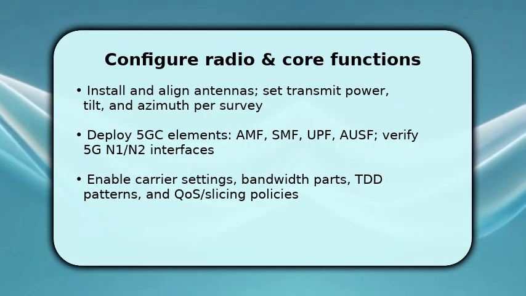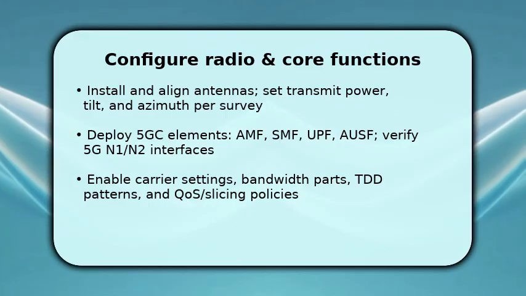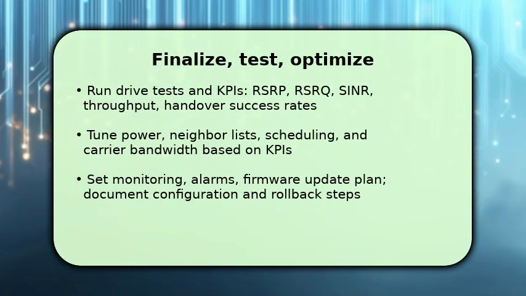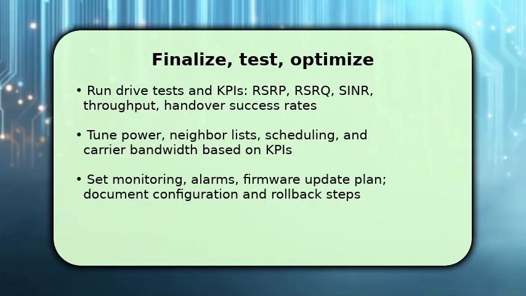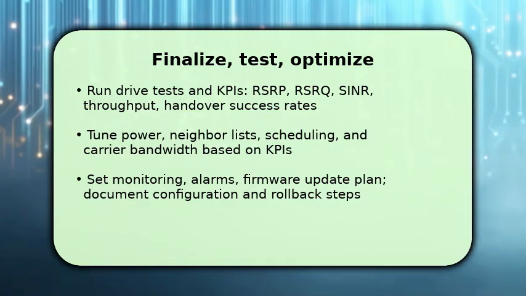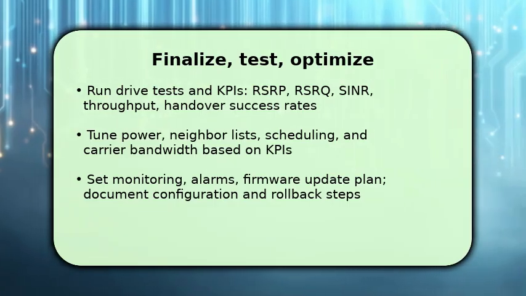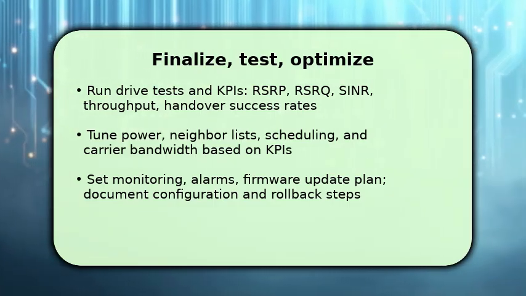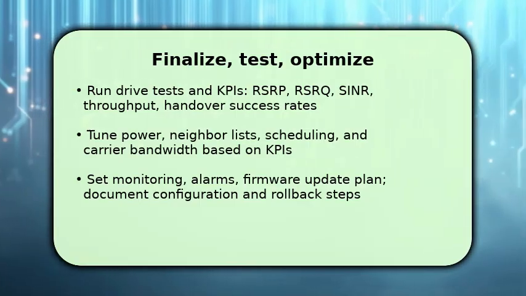You finish by validating performance. Run drive tests and measure RSRP, RSRQ, SINR, latency, and throughput to confirm objectives. Once tests highlight gaps, tune transmit power, scheduling, and neighbor lists, and adjust carrier bandwidth or TDD patterns to improve capacity. Make sure monitoring and alarm thresholds are active and schedule firmware and optimization windows.